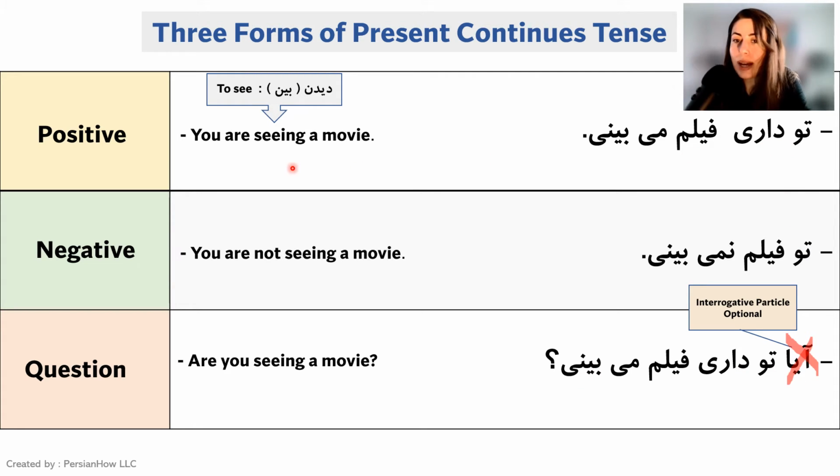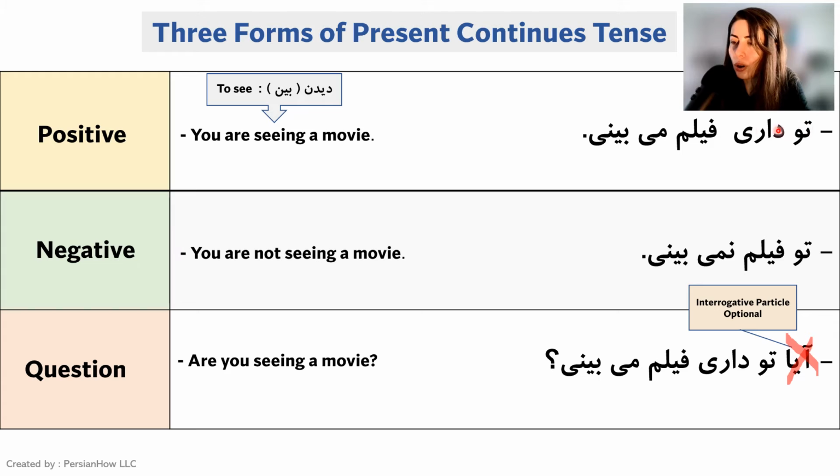So back to the affirmative one, the positive one. تو داری فیلم میبینی. Now the question one. تو داری فیلم میبینی. So by changing the tone and having a question intonation, I'm showing that I'm asking a question. Other than that, nothing changes. Like in English, you are seeing becomes are you seeing? So you are and are you are switching positions. But in Farsi, it's the same thing.